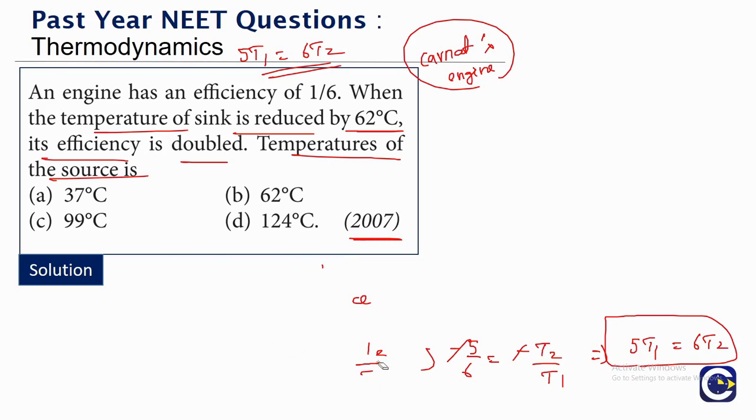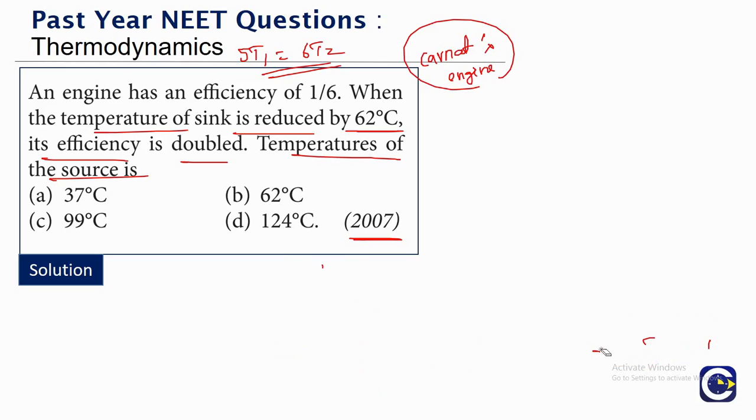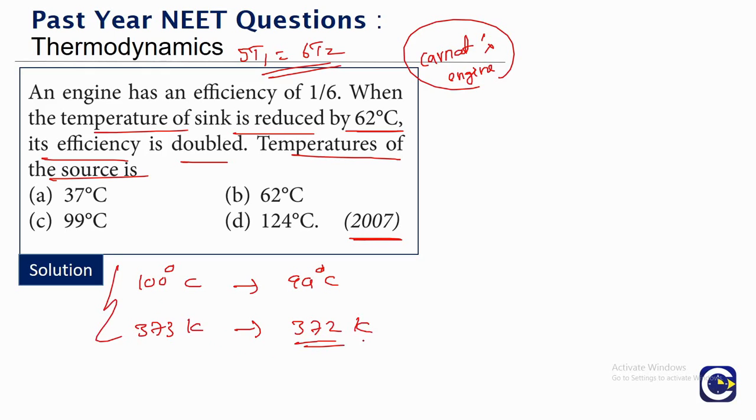Now remember one thing, the change in temperature on the Celsius scale will be the same as the change in temperature on the Kelvin scale. So if you reduce the temperature by 1 unit on the Celsius scale, the Kelvin scale will also be reduced by 1 unit. For example, from 100 degrees Celsius, we reduce by 1 unit, it becomes 99. So the Kelvin temperature goes from 373 Kelvin to 372. So the change in temperature will be the same on both scales. If you reduce the temperature by 62 on the Celsius scale, the Kelvin scale also has a reduction of 62.